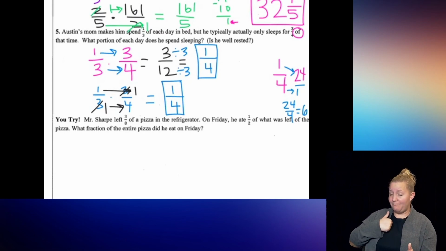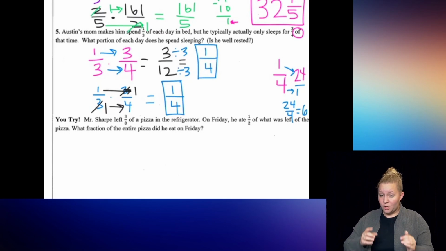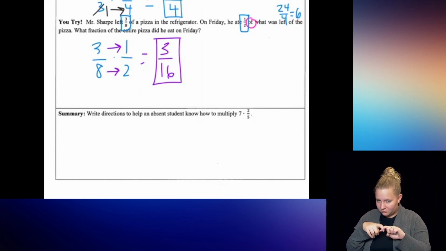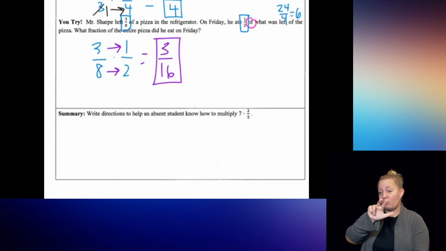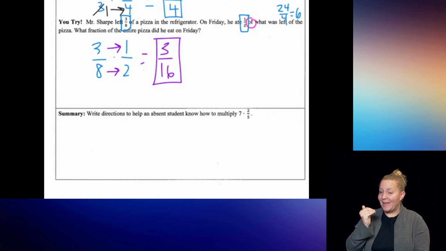All right, and this You Try problem about Mr. Sharp, I want you to go ahead and pause and see if you can figure out what fraction of pizza he ate on Friday. Pause. Alrighty, so hopefully we ended up with 3/16. Also, I have not done that listening clue for this note. So please, because pizza, duh, I want you to draw me a slice of pizza somewhere. Make sure that you have that slice of pizza somewhere big so that your teacher can see it.